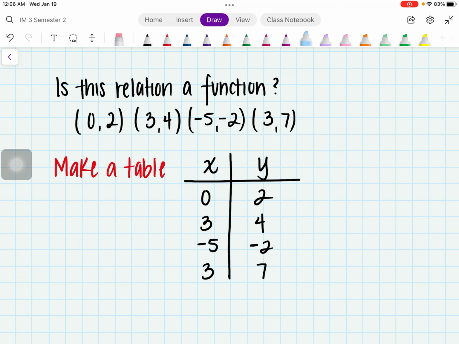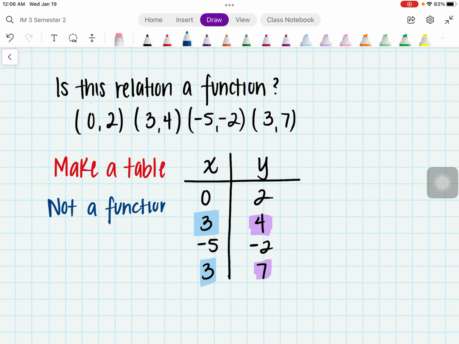Now, in this case, guys, once again, we said that for every x, there's only one y. So if you take a look at this here, we actually see that our value of 3 on the x is repeating. So what this is telling me is that the value of 3 has two y values. And in this case, I'm going to say that this is not a function. Not a function, because 3 repeats.